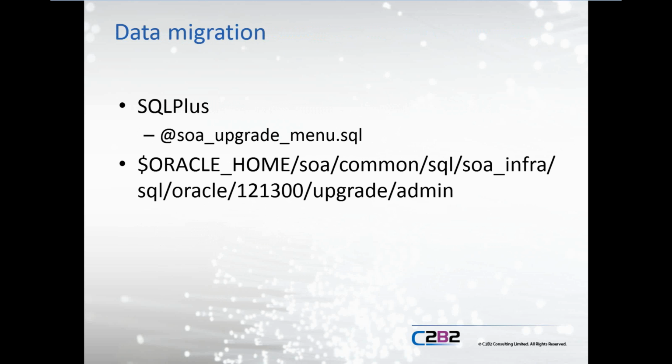there's a script in Oracle Home, SOA, Common, SQL, SOA Infra SQL, Oracle 121300 upgrade admin. There's a soa_upgrade_menu.sql script, and that script allows you to do things like check the progress of the update of the closed instances, start it, stop it, or schedule it to run at specific times. We'd recommend that you schedule it to run at specific times if it's going to be a long process, or that you just leave it for a few hours to complete before you start up the WebLogic servers.